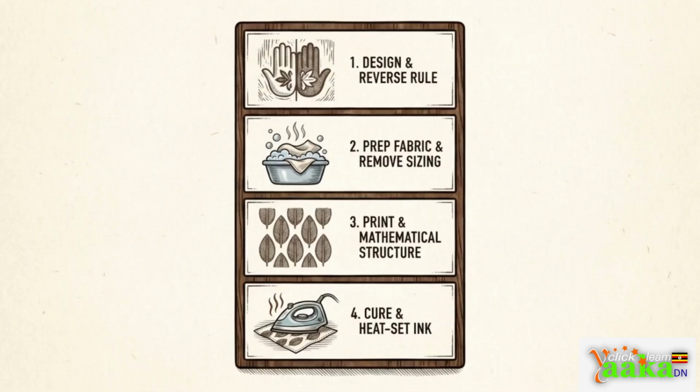Let's review the entire process as outlined in this table. First, design your motif applying the reverse rule. Second, prep the fabric by washing out the chemical sizing. Third, print using your chosen mathematical repeat structure. And finally, cure the piece by heat setting the ink.